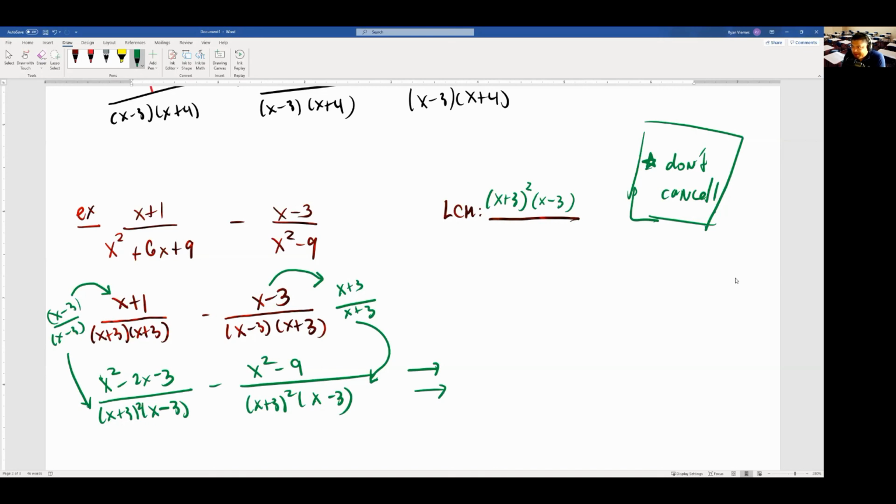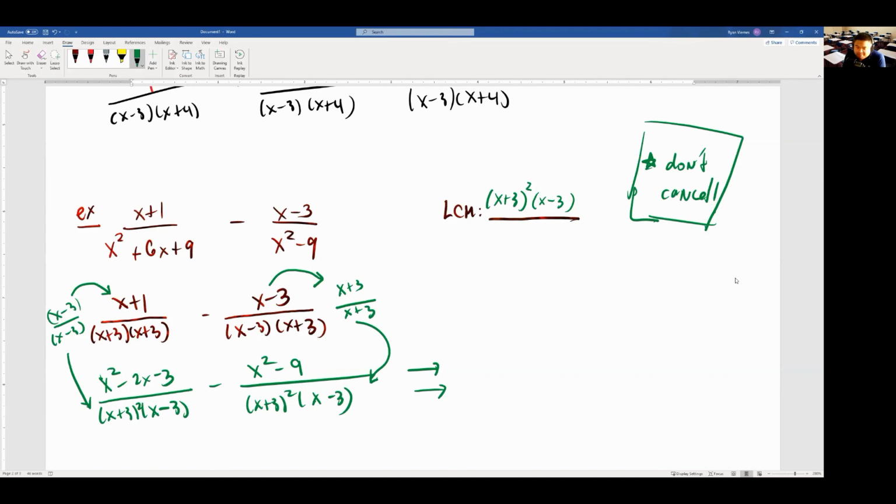Why is the giant one x plus 3 over x plus 3 and not x plus 3 squared over x plus 3 squared? Because it just needs one other one to get to x plus 3 squared. X plus 3 times x plus 3 is x plus 3 squared. So it just needs x plus 3 only to change into x plus 3 squared.